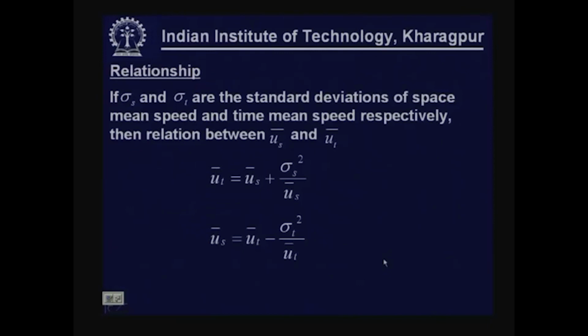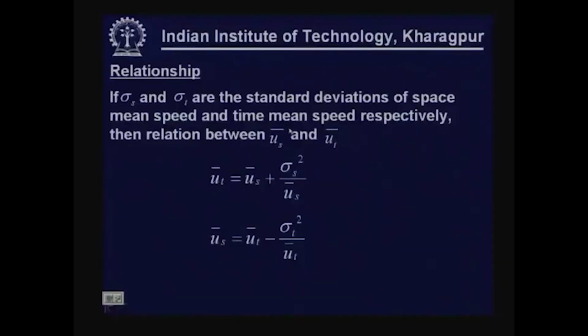Relationships do exist between the time mean speed and the space mean speed. Sometimes you might have measurements of the time mean speed for different vehicles, and sometimes you may have the observed space mean speed also. So, if we know one, that means if we know the mean and the variance, then we can calculate the space mean speed. If we know the space mean speed, again the mean and the variance, we can calculate the time mean speed. The following two relationships may be used.